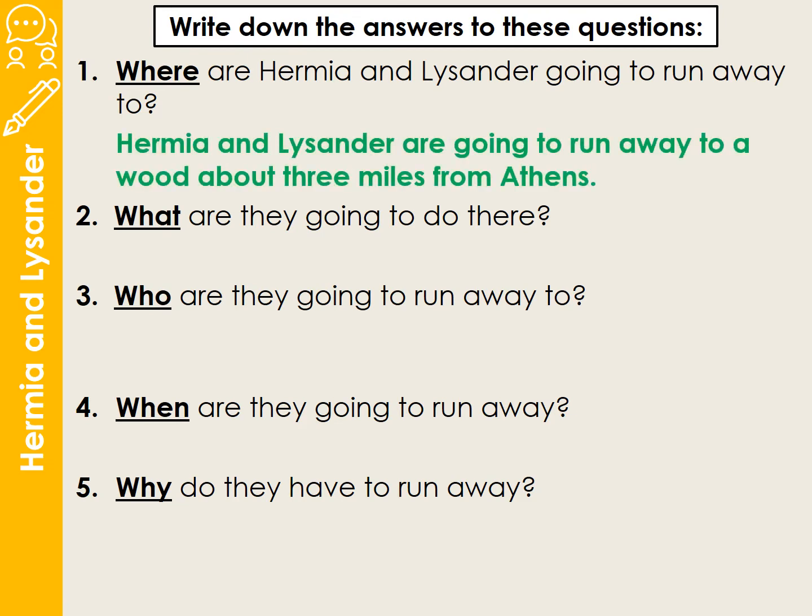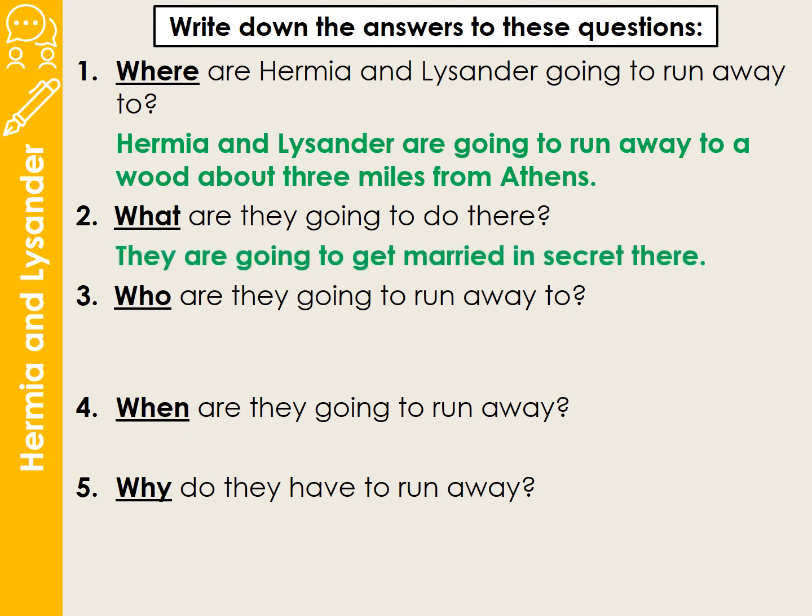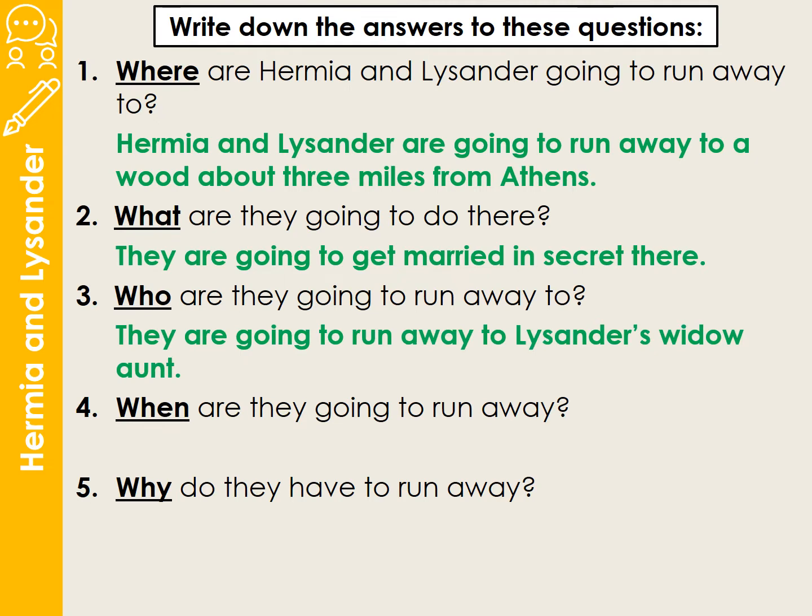So for number 1, you should have that Hermia and Lysander are going to run away to a wood about 3 miles from Athens. So that's specifically where. It's why those question words are underlined, to try to make it clear to you which bits you're looking for. So they're going to run away to a wood initially. From there, they're going to get married in secret. They're going to run to Lysander's widowed aunt. She has no children, and so Lysander is seen as the only person who she really cares for like a son.